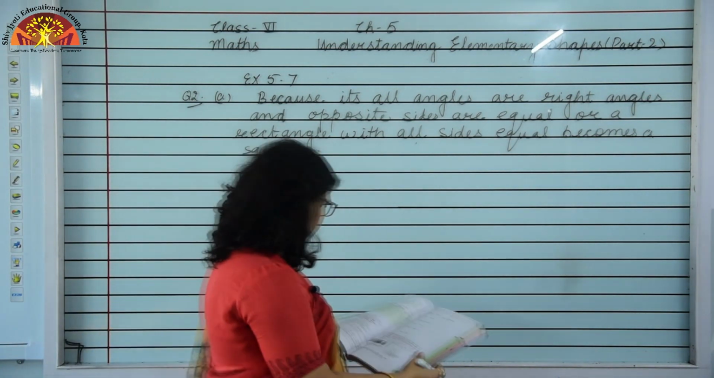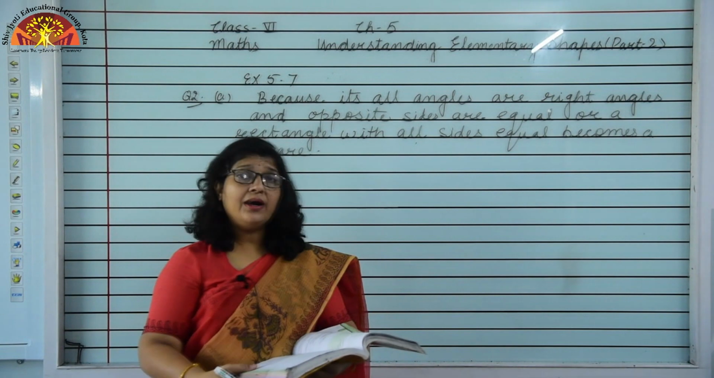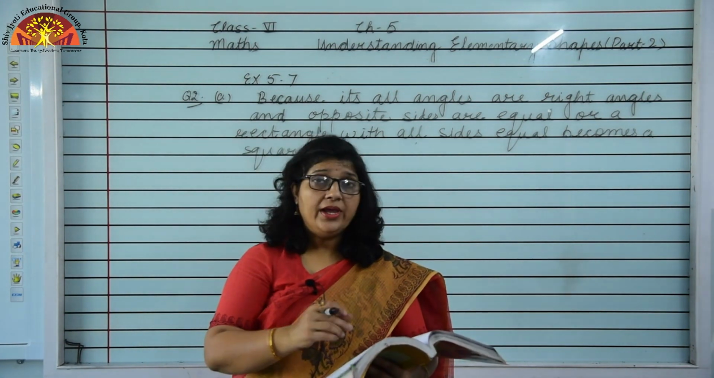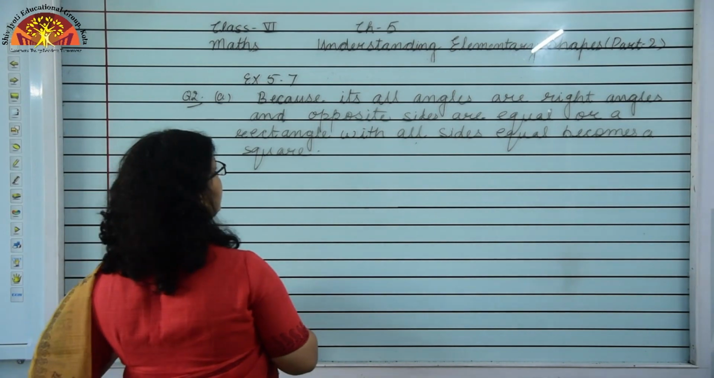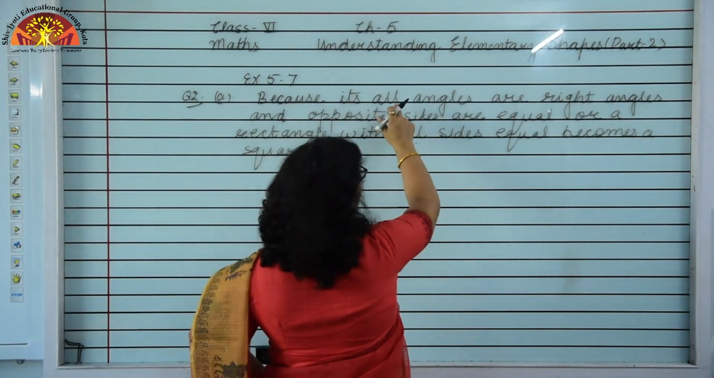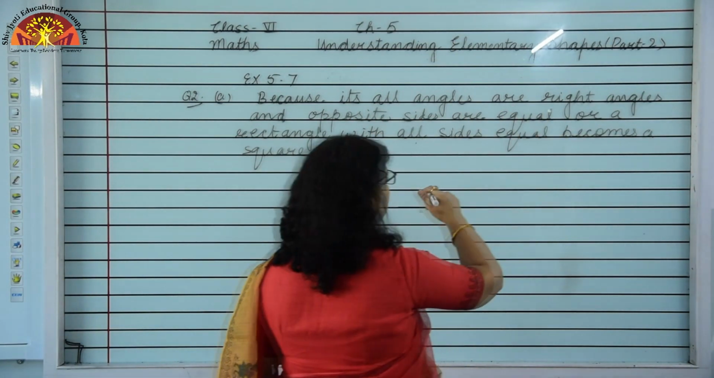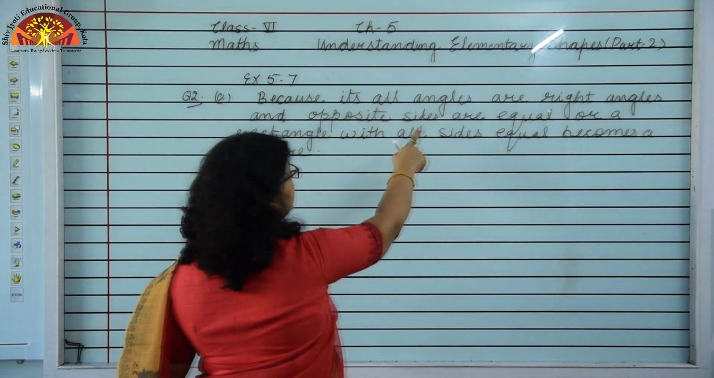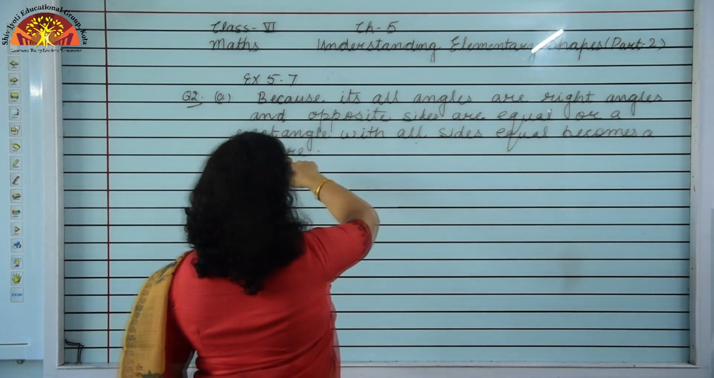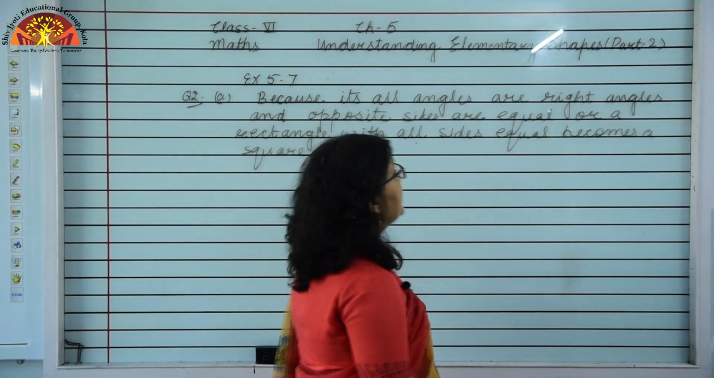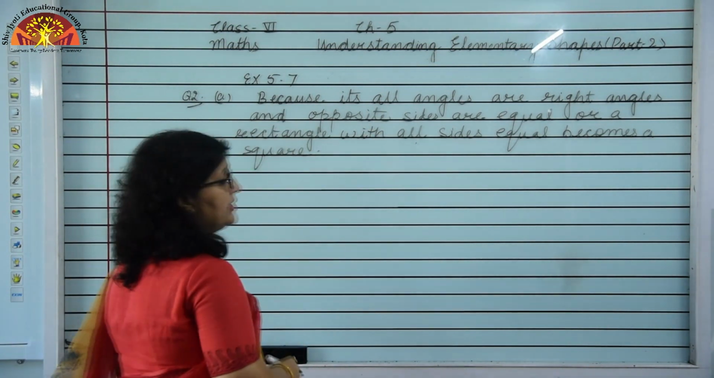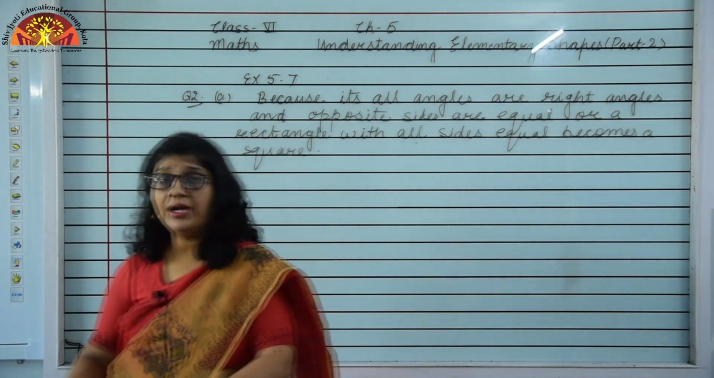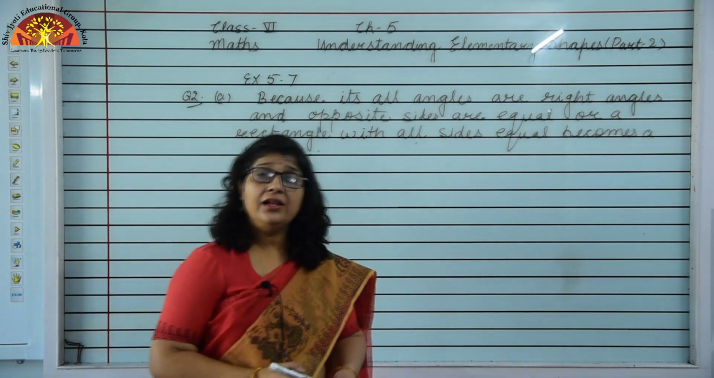स्टूडेंट्स, आपको समझ में आया कि क्या हम एक स्क्वायर को एक स्पेशल टाइप का रेक्टेंगल बता सकते हैं? तो यस, क्यों बता सकते हैं? बिकॉज ऑल इट्स एंगल्स आर राइट एंगल्स, ठीक है, एंड ऑपोजिट साइड्स आर इक्वल, और अ रेक्टेंगल विद ऑल साइड्स इक्वल बिकम्स अ स्क्वायर. अंडरस्टूड? तो हम एक स्क्वायर को क्या बता सकते हैं? एक रेक्टेंगल बता सकते हैं.